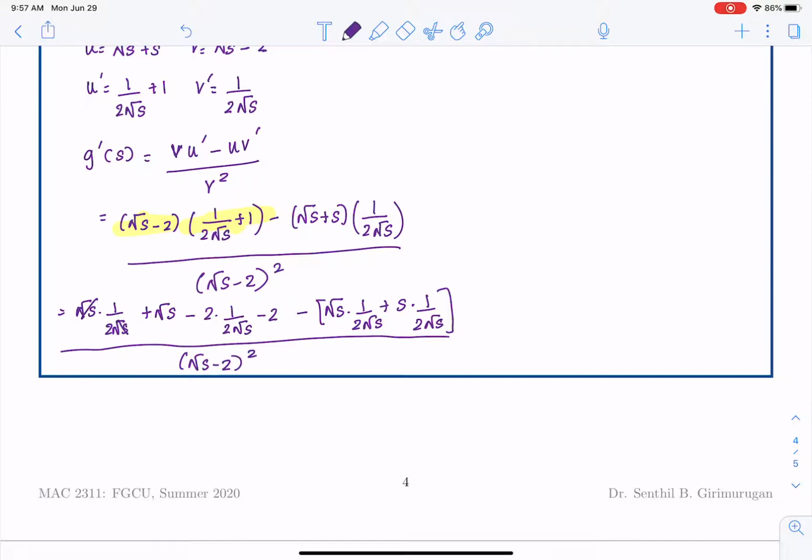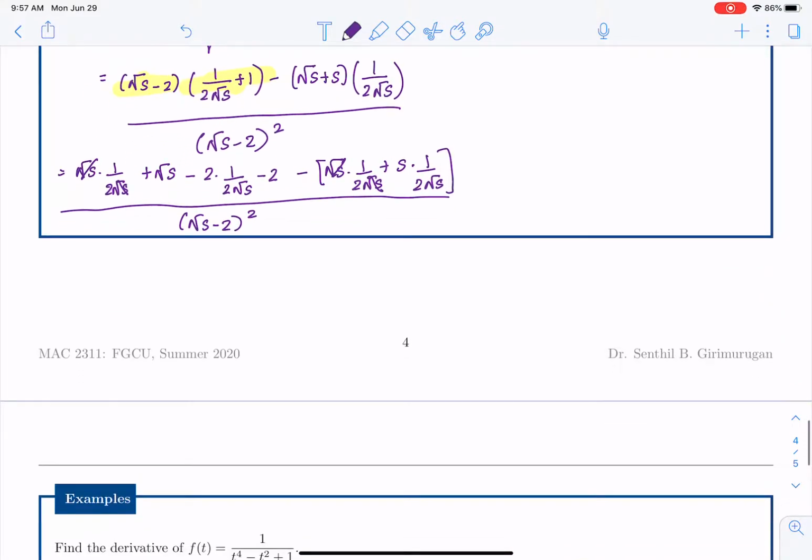So those two will get cancelled. Those two would get cancelled. And we will have square root of s minus, the 2's would get cancelled, 1 over square root of s minus 2, minus 1 over 2, plus the s in square root of s, if we simplify and cancel, we would have square root of s divided by 2. And divide the entire thing by square root of s minus 2, squared.